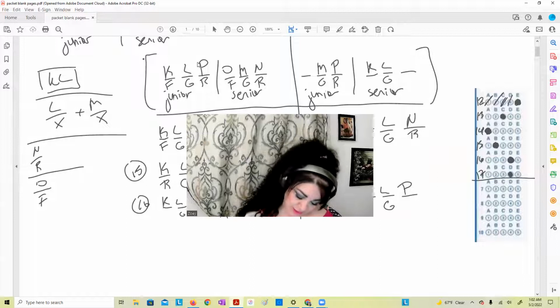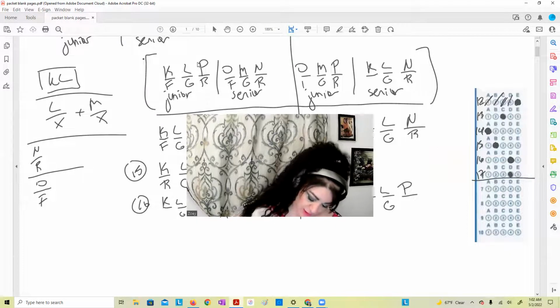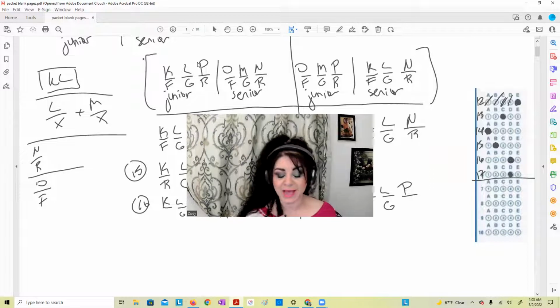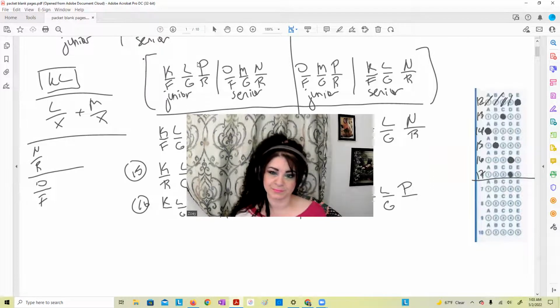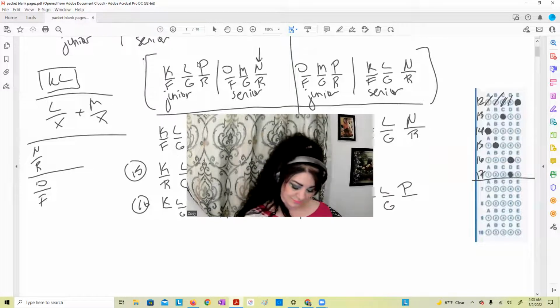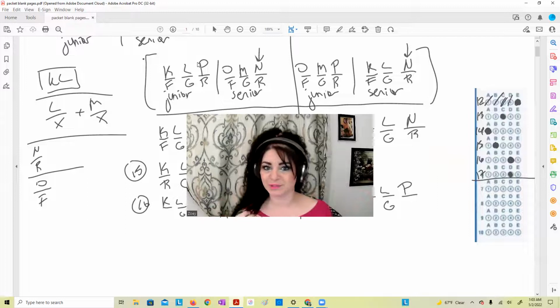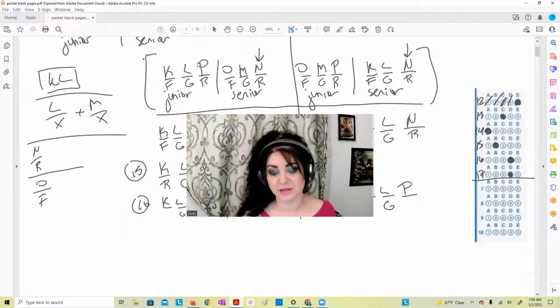Well, N always teaches Russian. So N would have to be over here on the senior side. And then O always teaches French. And this means that K would teach French. So this means that the thing that would have to be true, the thing that is consistently true on both possibilities, on both sides of the board, is that. So that would be another way to solve it.